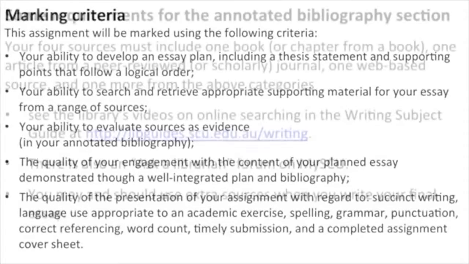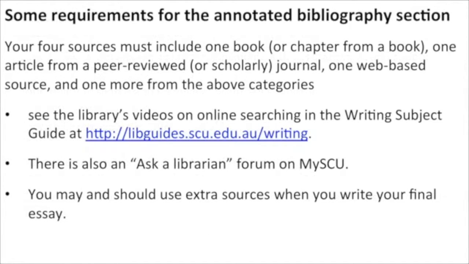So, onto the annotated bibliography. We specify what you need to find for this annotated bibliography. You need to find a book or an ebook, and that can include a chapter from a book. It doesn't have to be the whole book. You need to find one article from a peer-reviewed or scholarly journal.